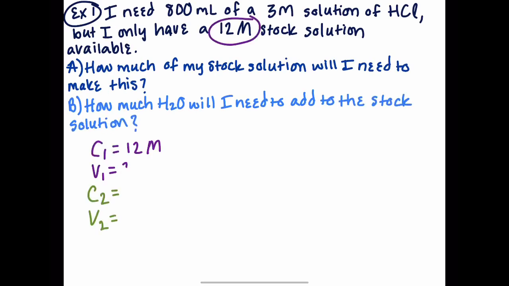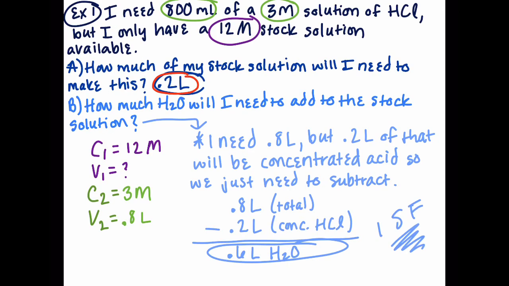But that's only part A, so now we're going to look at part B. It says, how much water will we need to add to the stock solution? Okay, well, if we want 0.8 liters total, but 0.2 liters of that is going to be concentrated acid, we just have to subtract to find out the amount of water we're going to have to add. This is just like when we pipetted the 10 molar acid using the micropipette in the hood, and you added the 27 milliliters of water to it. So when you take 0.8, you subtract 0.2, you get 0.6 liters of water. And we haven't been doing sig figs, but there's only one sig fig in this problem.